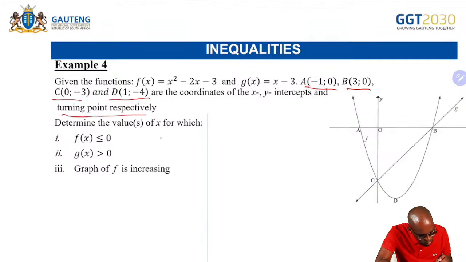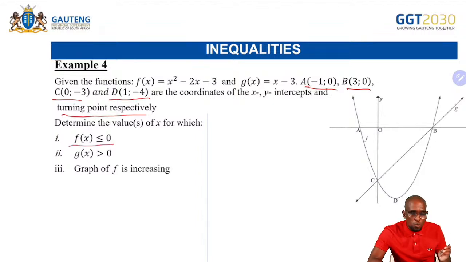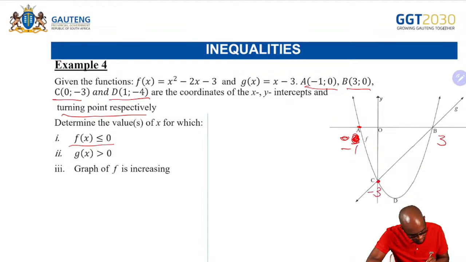Now determine the values of x for which f of x is less than or equal to 0. We are only focusing on f. Remember, we are given the coordinates here: negative 1 and 3, and then 0 and negative 3, here we are given 1 and negative 4, like that. So now they are saying the graph of f.